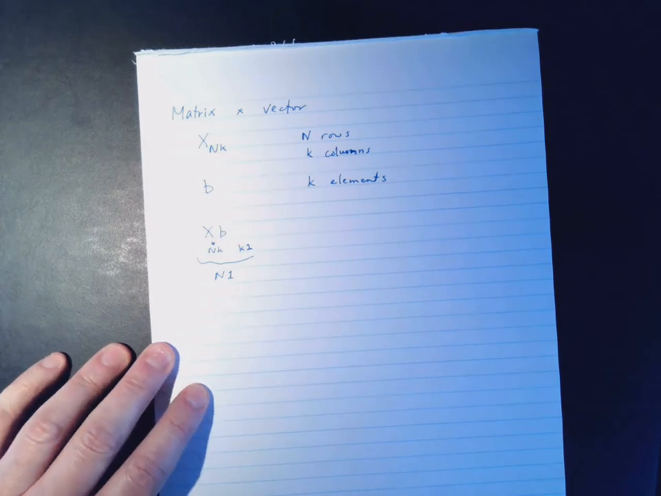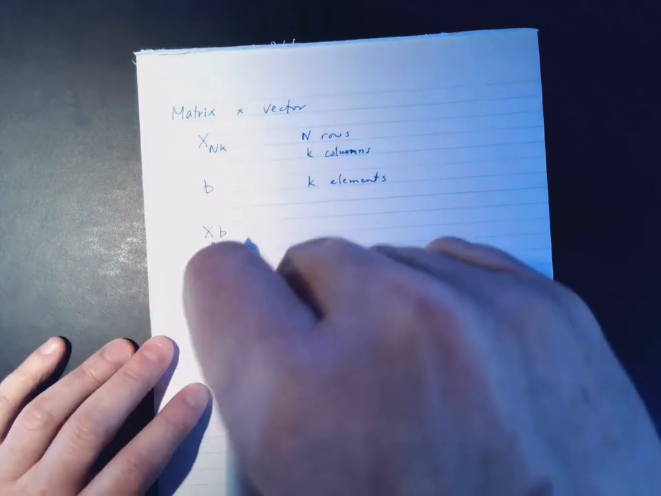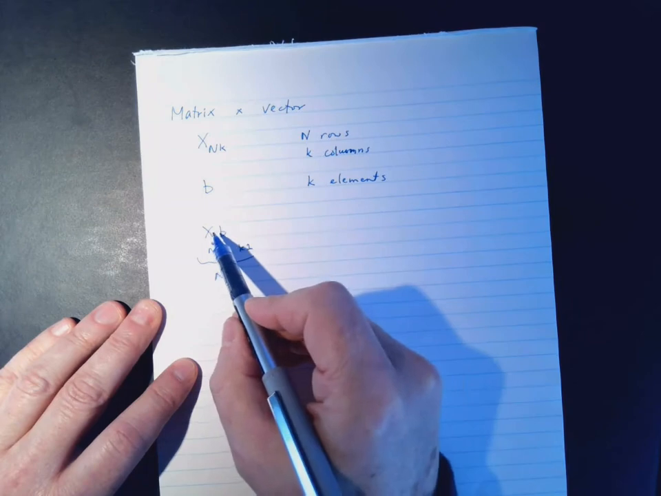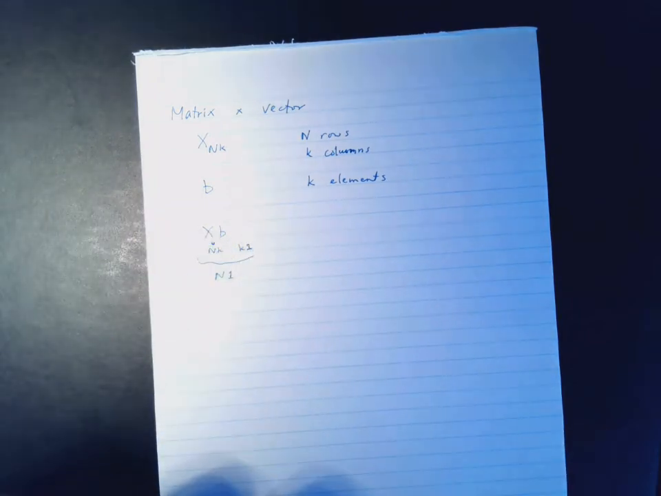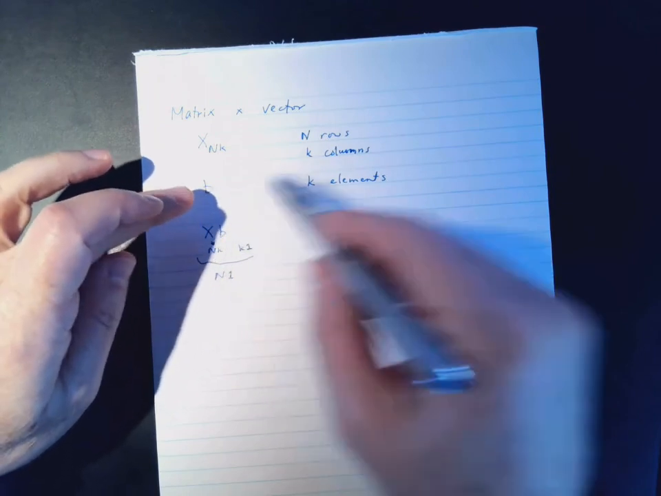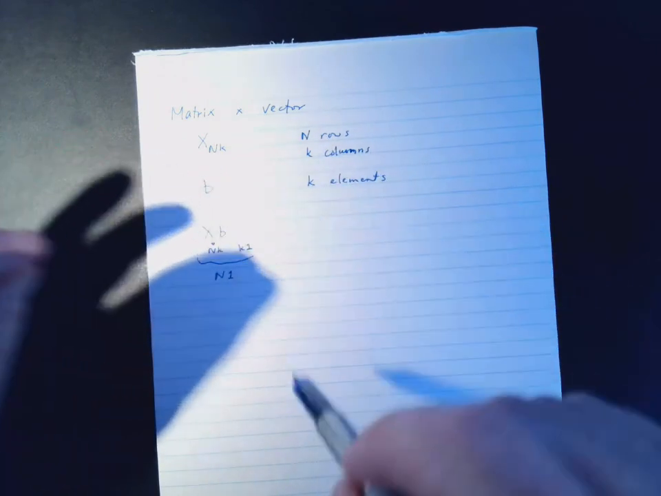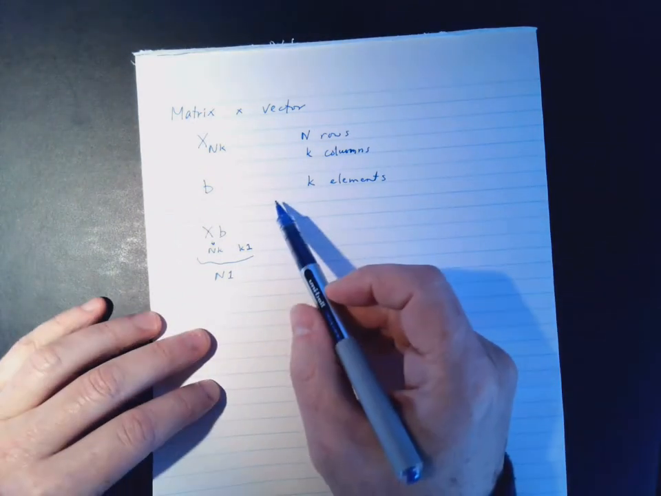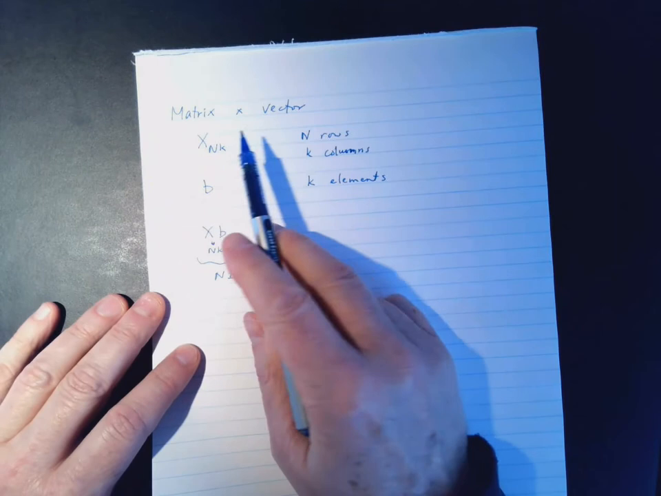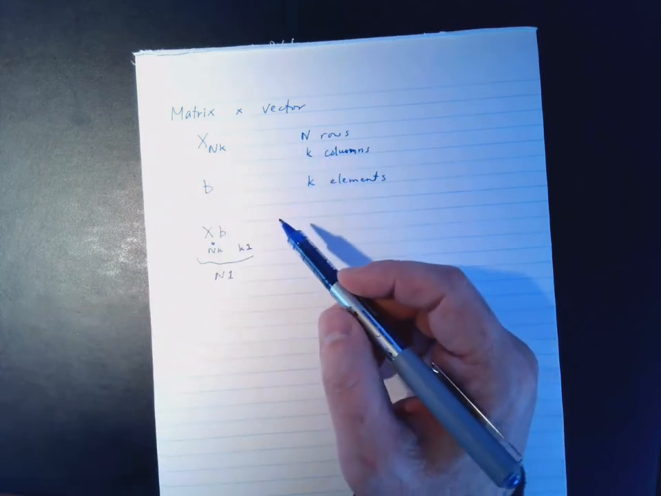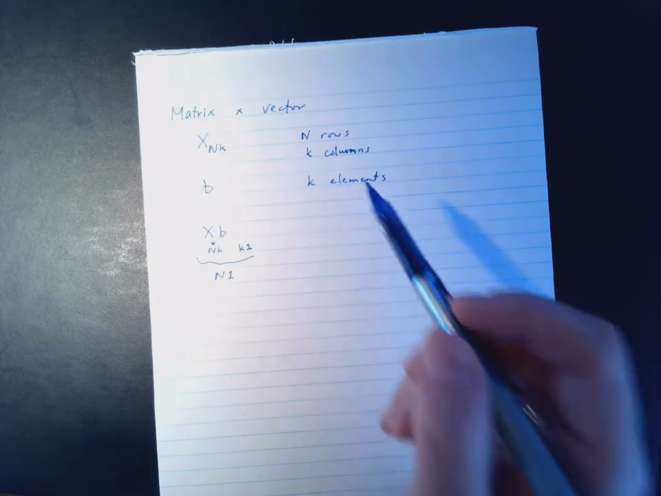And you can see an example in the notes of what the multiplication looks like. It's just going to be, the first row will be all the elements in the first row of X times all the elements in B, all added up, and so on and so on. So there's no difference there multiplying a matrix and a vector. It's just like multiplying 2 matrices, but the second matrix only has a single column.